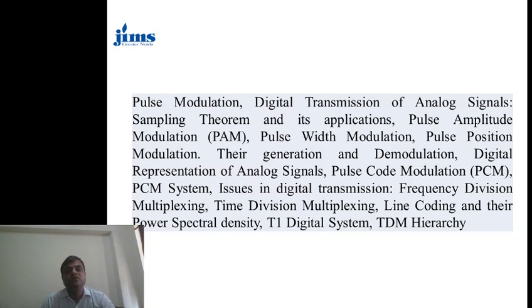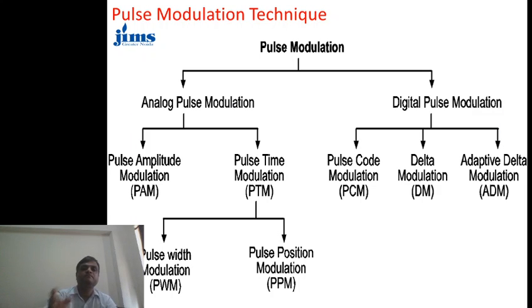So the pulse modulation, digital transmission of analog signal, sampling theorem and application. So these are basically the topics I am going to cover. First we discuss what pulse modulation is, and how it is divided. It is divided actually into two parts: analog pulse modulation and digital pulse modulation.